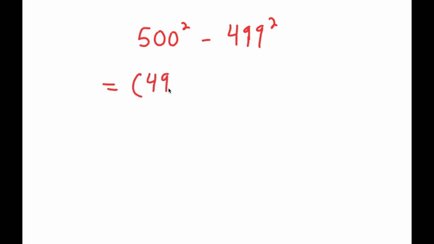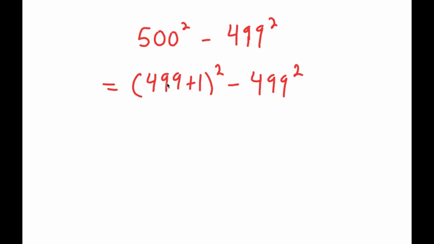Alright, so in this video, I'm going to solve the problem 500 squared minus 499 squared. To solve this, what I'm first going to do is rewrite this as 499 plus 1 squared minus 499 squared.